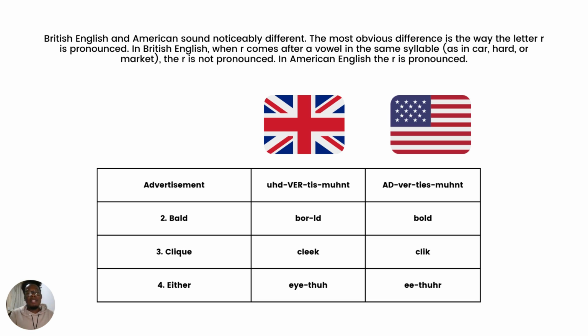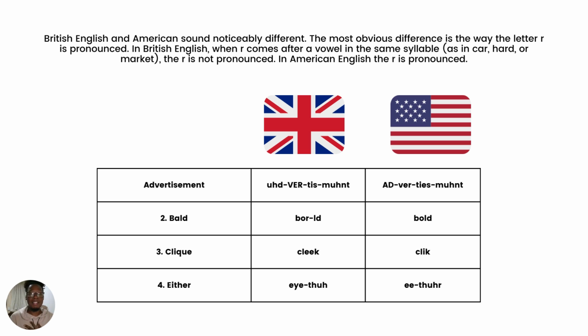A clear example of phonology, phonetics and phonemes is evident between British English and American English in the sound of pronunciation of our two languages. British and American English sound noticeably different. The most obvious difference is the way that the letter R is pronounced.